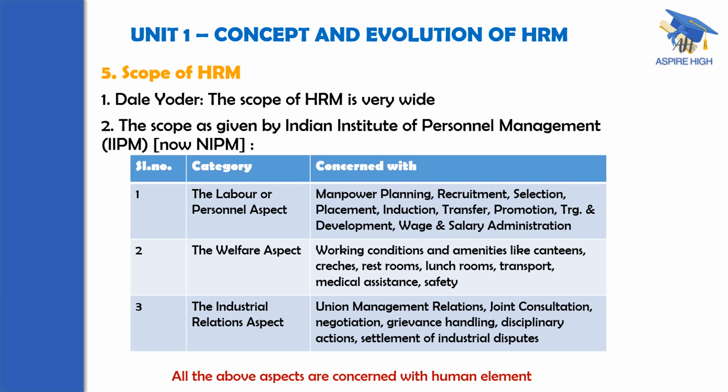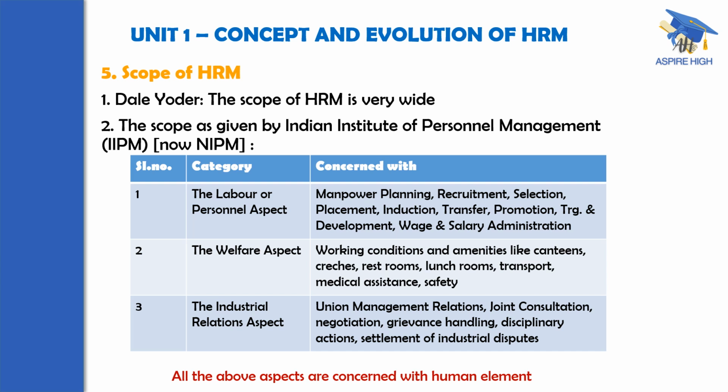According to NIPM, there are three categories altogether describing the scope of HRM. The first one is the labor or personnel aspect. The second one is the welfare aspect. The third one is the industrial relations aspect. Each aspect under the scope of HRM is concerned with certain functions. The labor or personnel aspect is concerned with manpower planning, recruitment, selection, placement, induction, transfer, promotion, training and development, wage and salary administration.